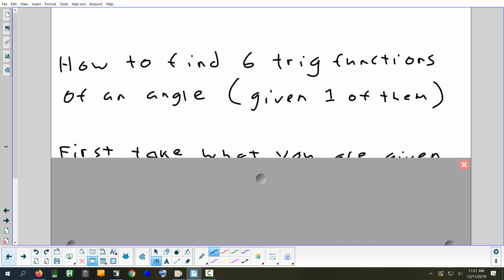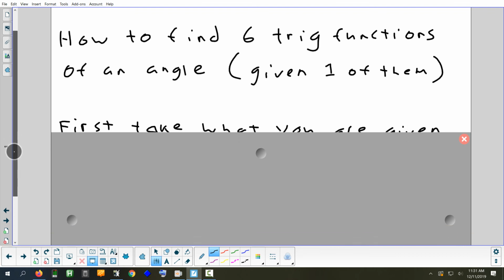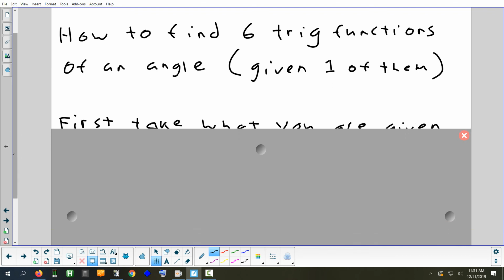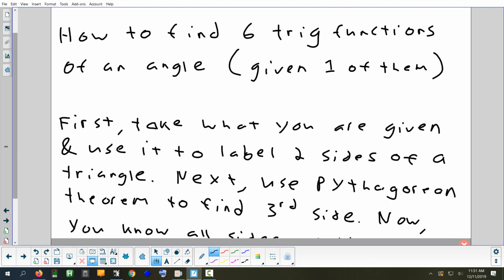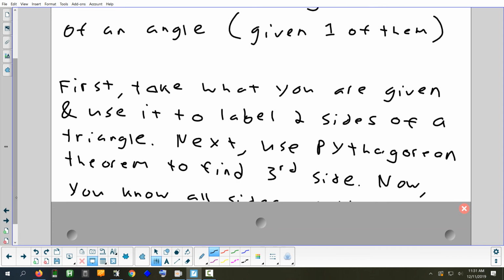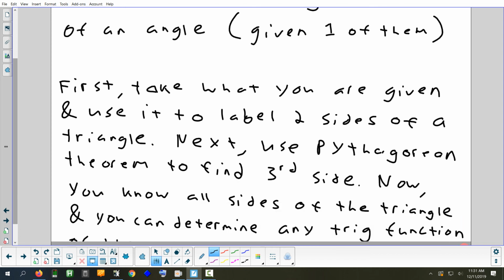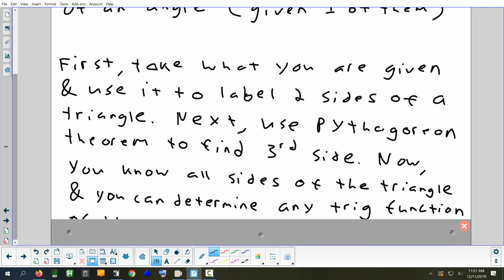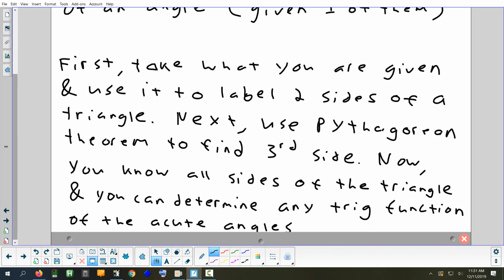I have 2 out of 3 sides of the triangle. Well, if you've got 2 out of 3, how can you get the one you're missing? Use the Pythagorean Theorem. Yep, that's basically what that says. So take the 2 sides that you're given, use them to label the 2 sides of a triangle, and figure out, do you have opposite, adjacent, or hypotenuse? You'll have 2 out of 3. Use the Pythagorean Theorem to get the side you're missing. Now you've got all the sides, and you can find anything you want.